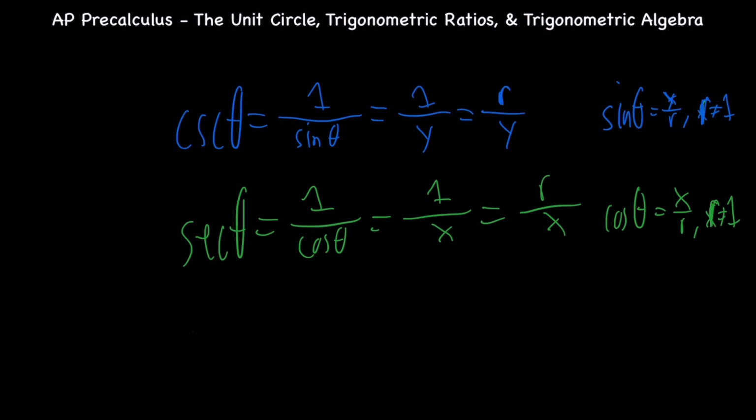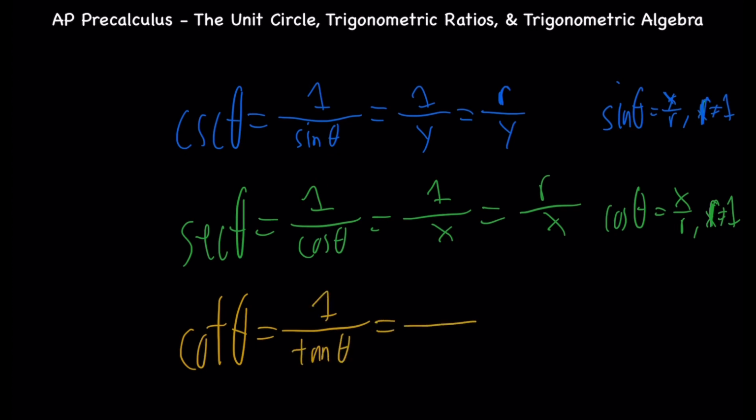And then we have cotangent, which is equal to 1 over tangent theta, also equal to cosine theta over sine theta, and also equal to x over y. So those are the 6 trig ratios.